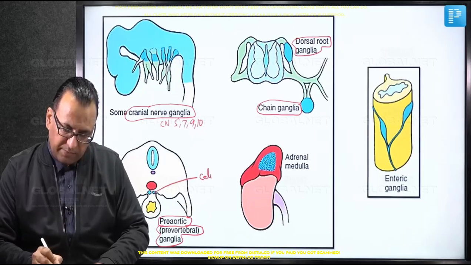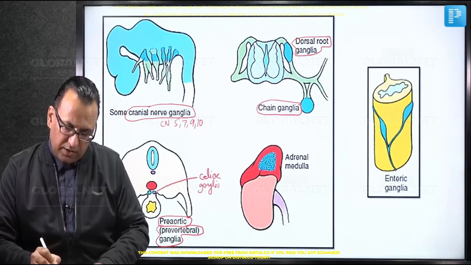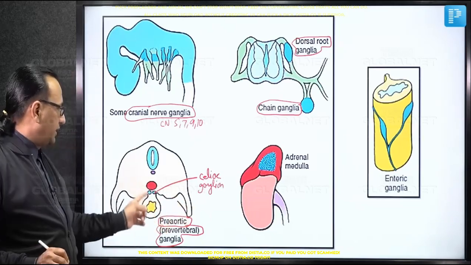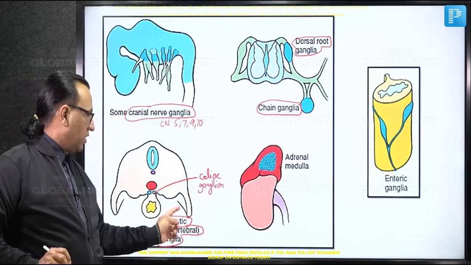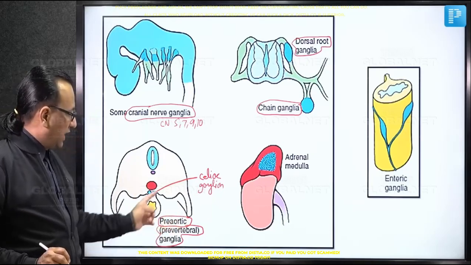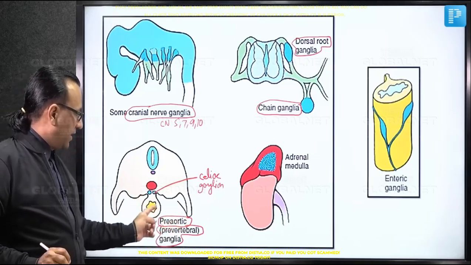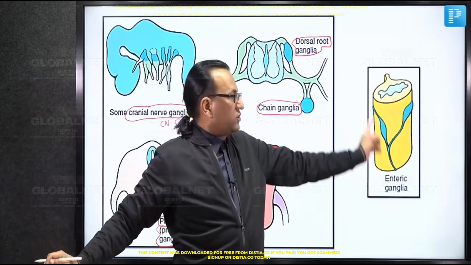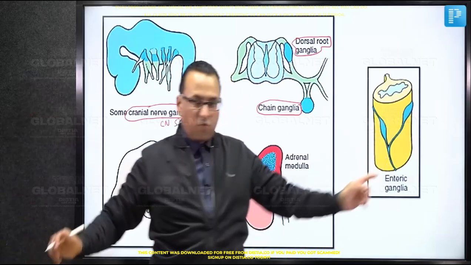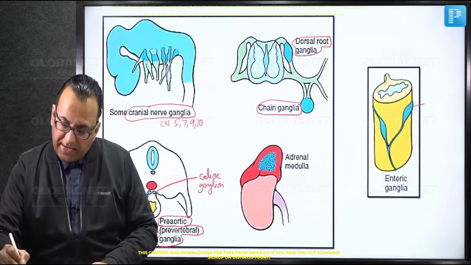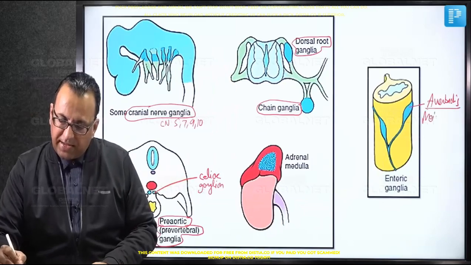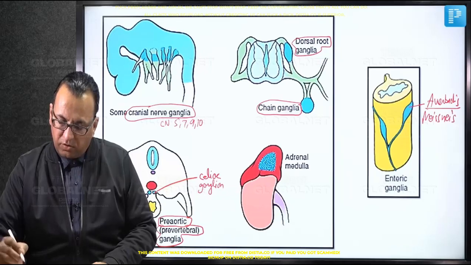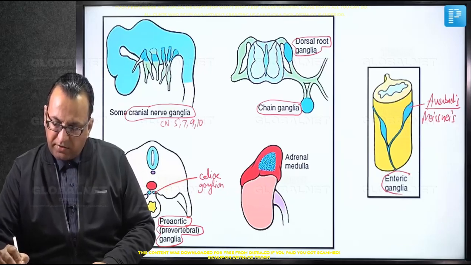You can take one example: the celiac ganglion, in relation to the celiac artery, is coming from the neural crest cells, controlling the foregut derivatives. Even in the gut, the enteric ganglia, Auerbach and Meissner ganglia, which you can see here, are also coming from neural crest cells. So may it be the Auerbach ganglia or the Meissner ganglia, they are coming from neural crest cells under the category of enteric ganglia.